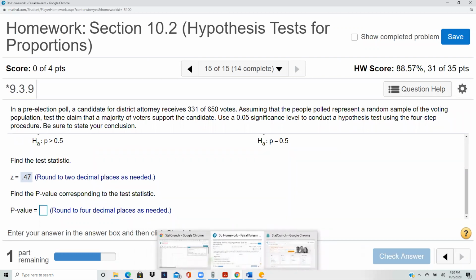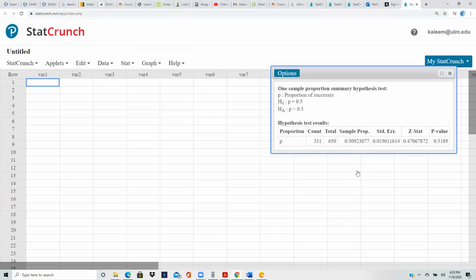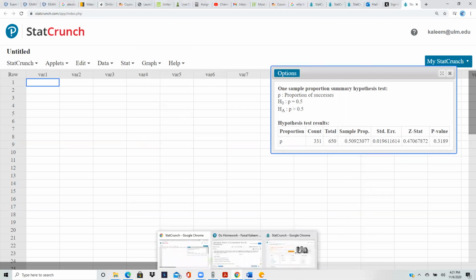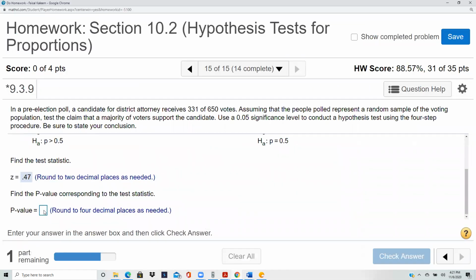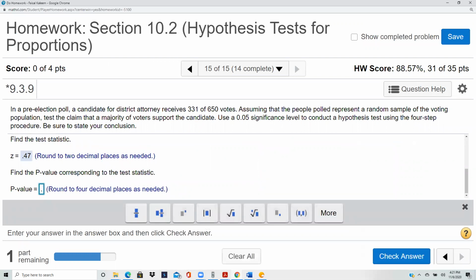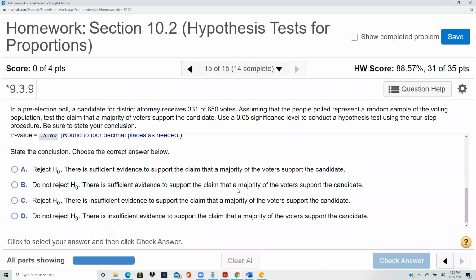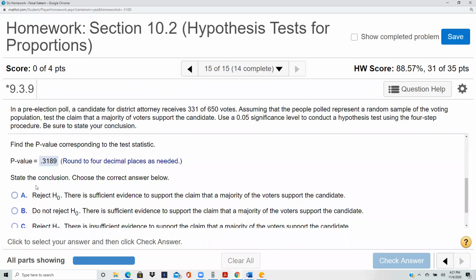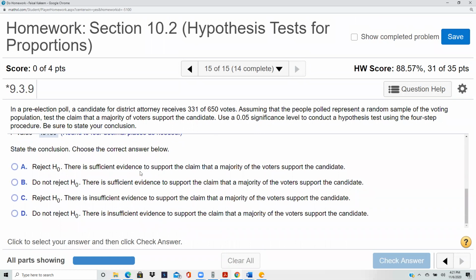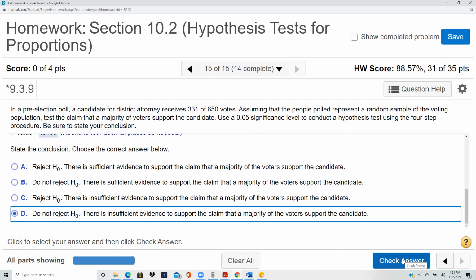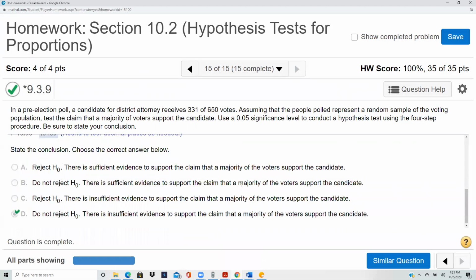P-value 0.3189. And this P is bigger than alpha, so we do not reject the null. And when we do not reject the null, there is insufficient evidence. And that finishes the section.